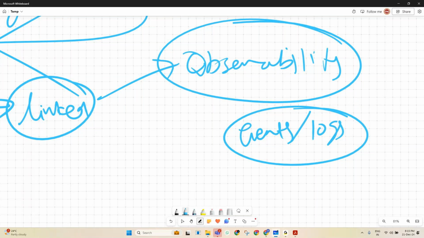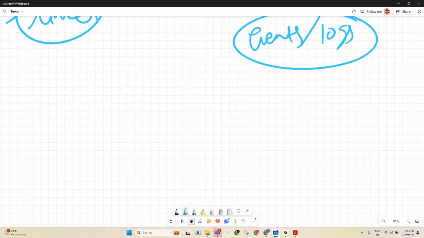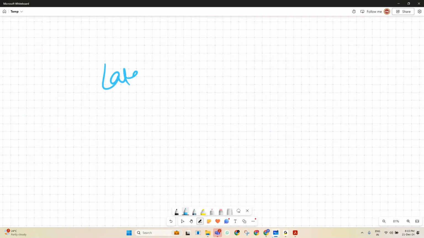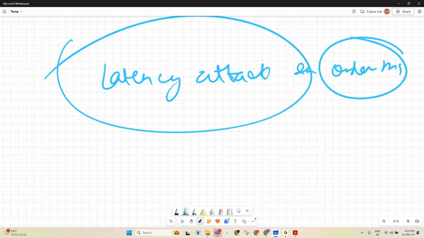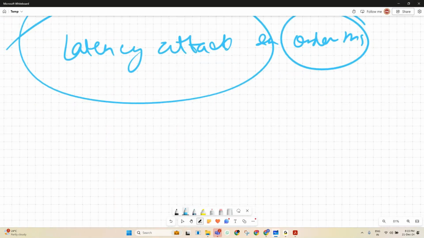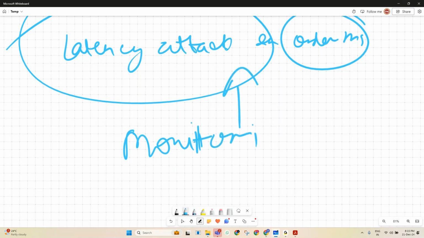I don't understand the question. Okay, so let's say I am running a latency attack on the orders microservice. Let me explain what a microservice is later; for now I'm just using this example. Now, with the latency attack on the order microservice, let's say there's no monitoring setup for order at all. Will whatever I'm doing be fruitful in any way? No, you need to monitor your latency.